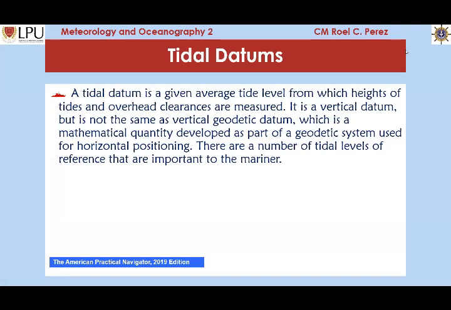So we need to learn about the tidal datums. A tidal datum is a given average tide level from which heights of tides and overhead clearances are measured. It is a vertical datum, but it is not the same as vertical geodetic datum, which is a mathematical quantity developed as part of a geodetic system used for horizontal positioning. There are a number of tidal levels of reference that are important to the mariner.